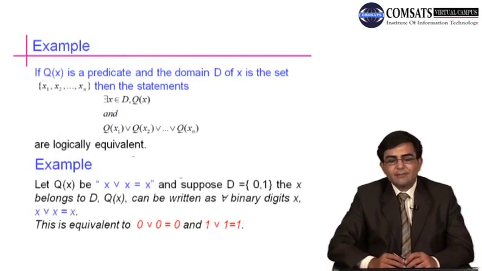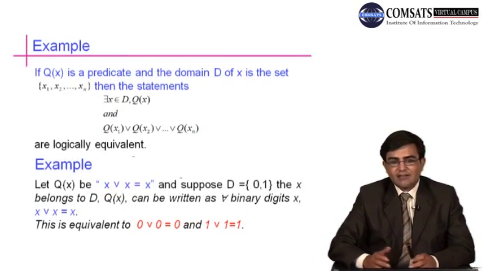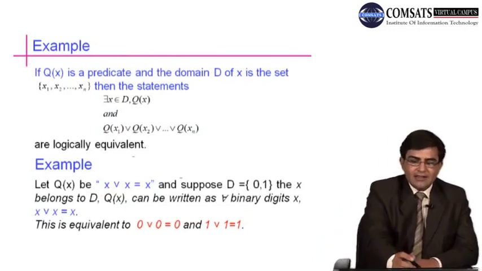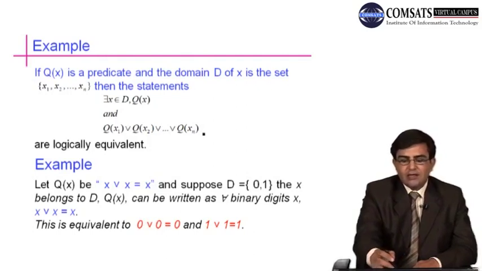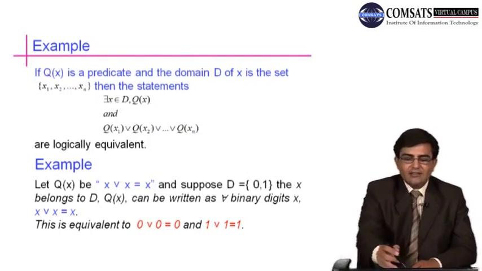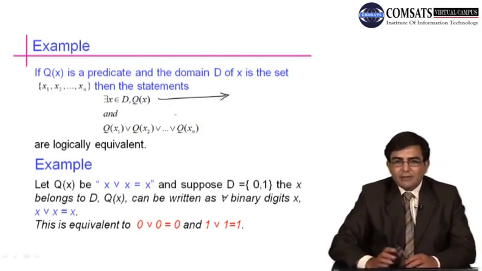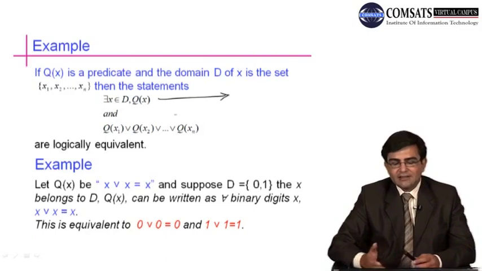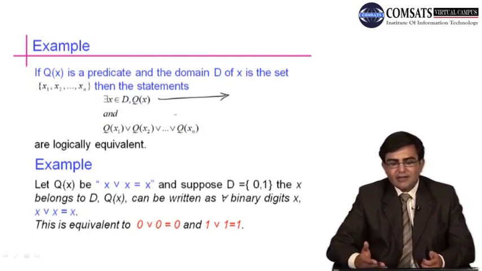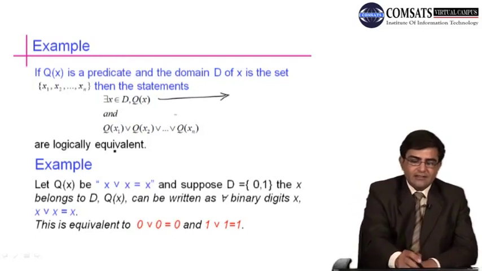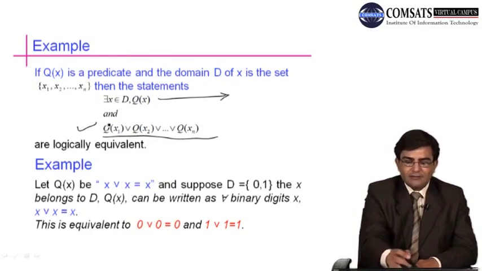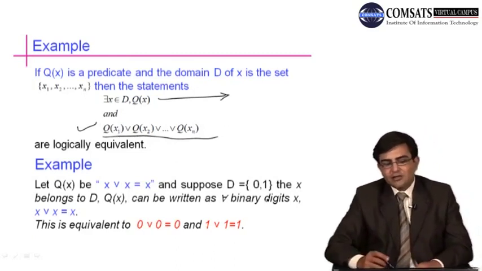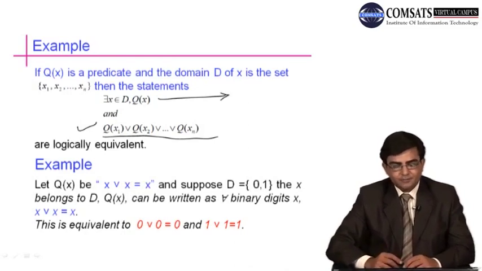Similarly, if q of x is a predicate and the domain D of x is the set x1, x2, and so on up to xn, then the statements 'there exists x belongs to D such that q of x' and 'q of x1 or q of x2 or so on q of xn' are logically equivalent. This statement means that for some x, q of x is true, that is, there exists some x in the domain such that q of x is true. Or we can say this whole statement will be true if at least one of q of x1, q of x2, q of xn is true. So logically these two statements are equivalent.